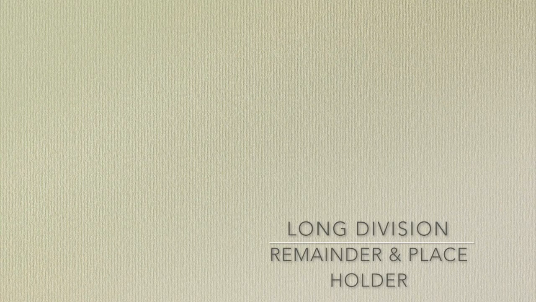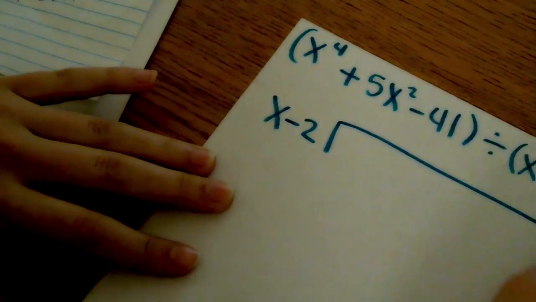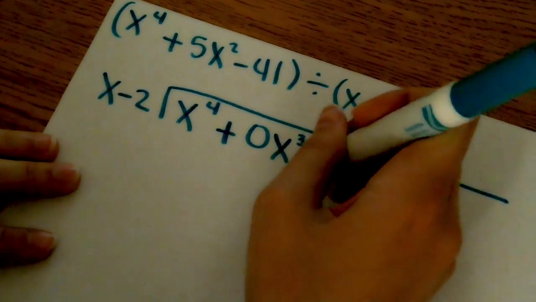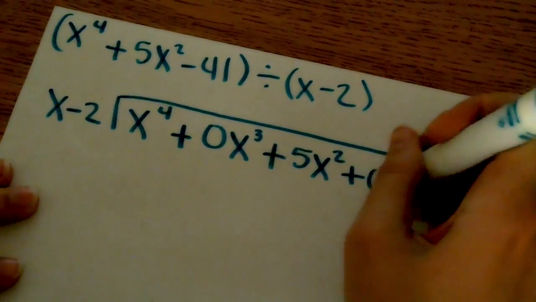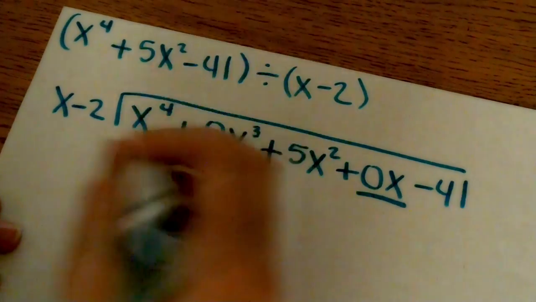Alright, next we're going to do long division using the same problem. So basically you're just going to set it up like a normal division problem. So you write the divisor outside and then the dividend on the inside, and make sure to add those placeholders if you're missing a degree.